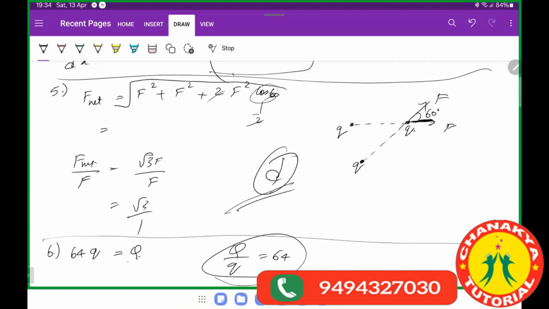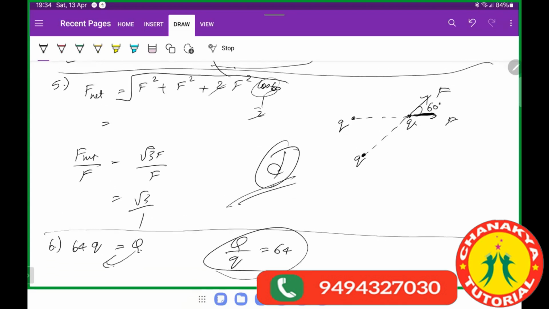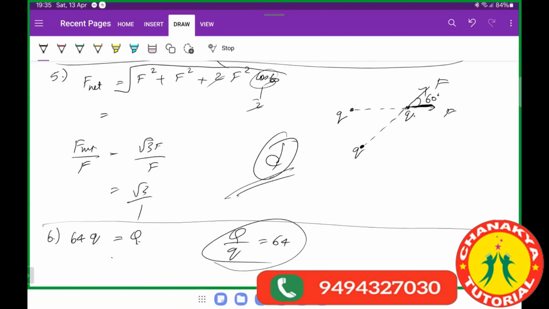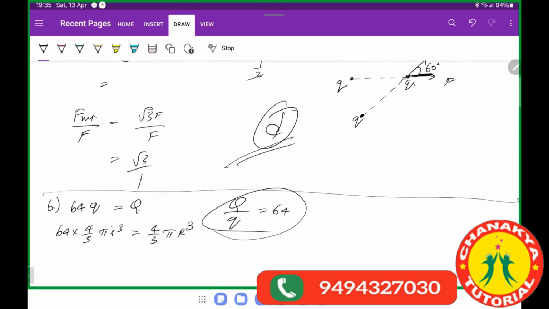Now here, what is happening? Volume is not changing, so I can just compare with volume. See, whenever this type of thing comes, where something becomes smaller or like that, just compare with volume. 64 into 4 by 3 pi r cube equals 4 by 3 pi R cube. This is a fixed thing. R will be equal to 4r.